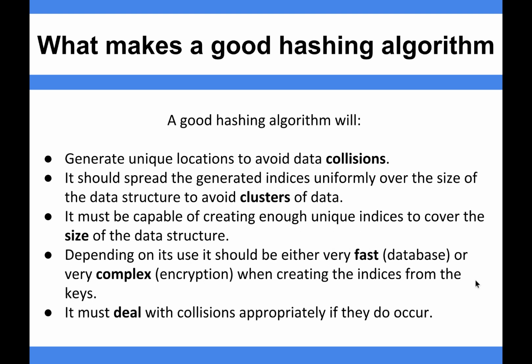It must be capable of creating enough unique indices to cover the size of the data structure. So basically, if you've got 100 memory locations, your algorithm would be capable of producing the numbers 1 to 100, covering the entirety of your data structure. That would be a good hashing algorithm.